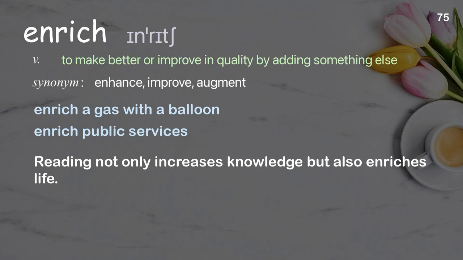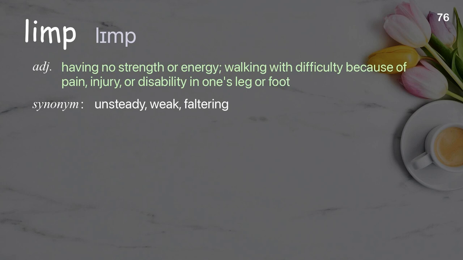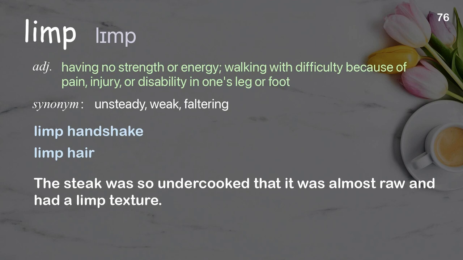Limp: having no strength or energy, walking with difficulty because of pain, injury, or disability in one's leg or foot. Examples: limp handshake, limp hair. The steak was so undercooked that it was almost raw and had a limp texture.